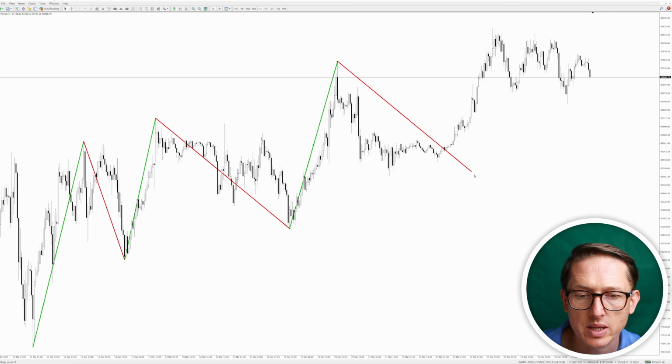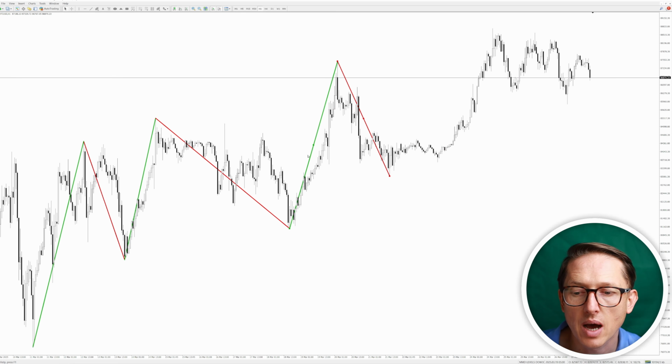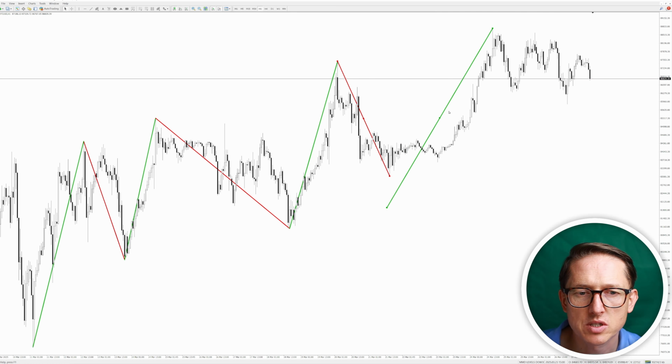Let's grab the red line and same again. Higher high and higher low. What else can we ask for? Look at that. Same story again.